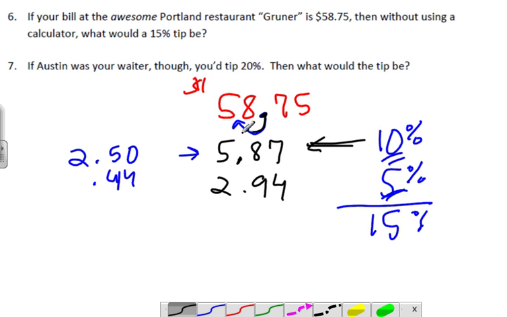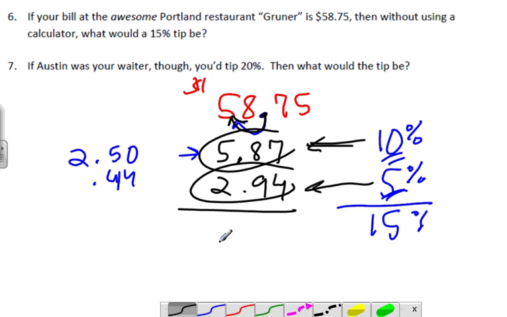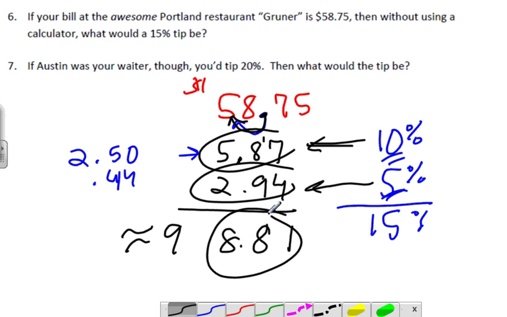10% just moves the decimal place one place to the left, $5.87. 5% is half of $5.87. So we have about $3. If you're doing this in your head, you could just say about 6, about 3, about 9. But if you actually had some paper, 7 and 4 is 11. You just add it up. $8.81 is a 15% tip, so about $9. If the service was good, that would be a good tip. If you wanted to do 20%, you could just double this and do about $12.